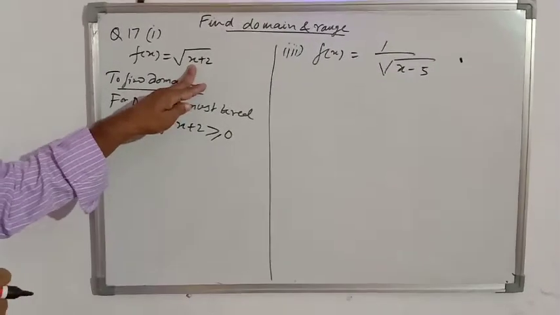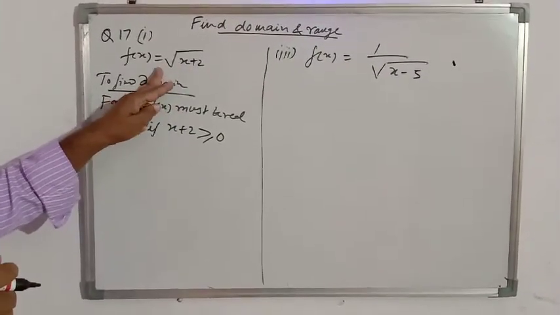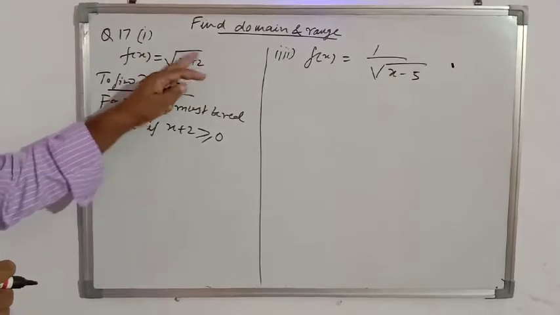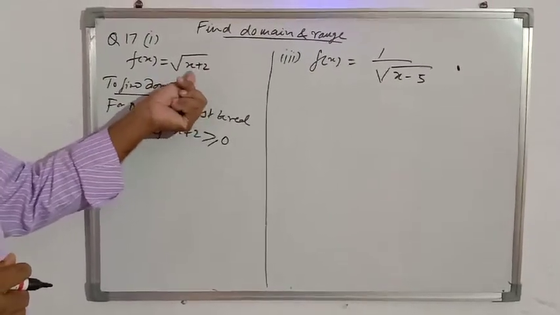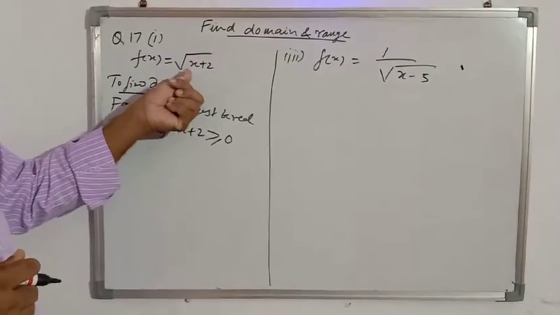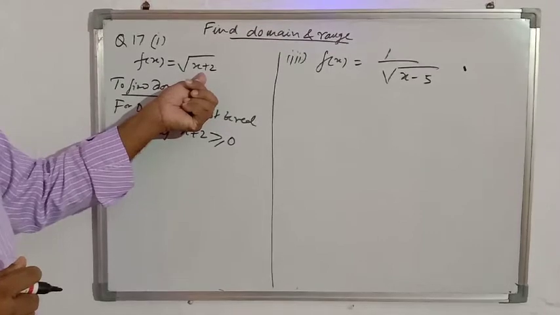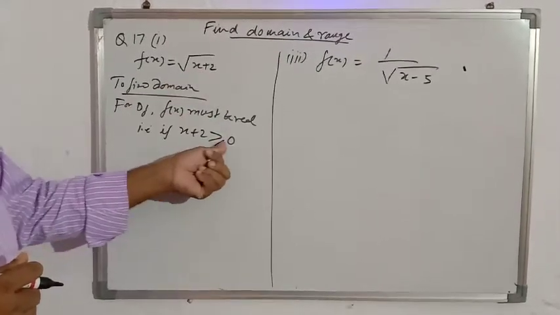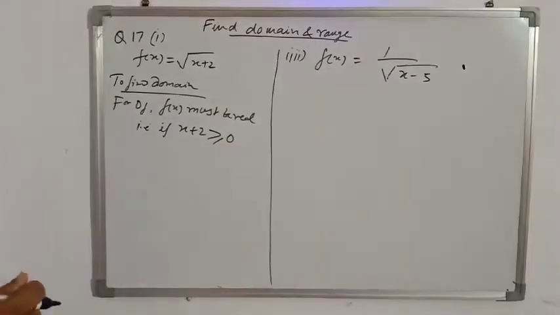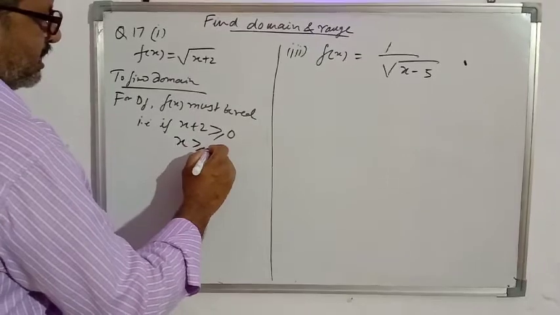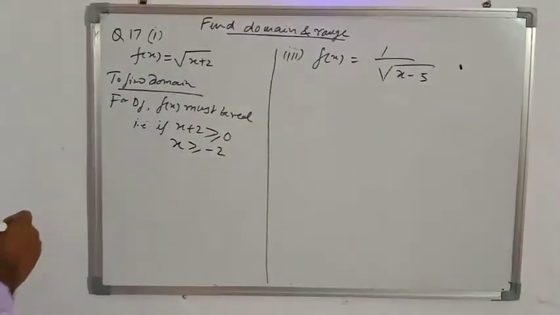If x plus 2 is negative, we cannot take the square root of a negative number. Root x plus 2 is given, so we cannot take the real root of a negative number. That's why x plus 2 must be greater than or equal to 0. Transposing, x is greater than or equal to minus 2.